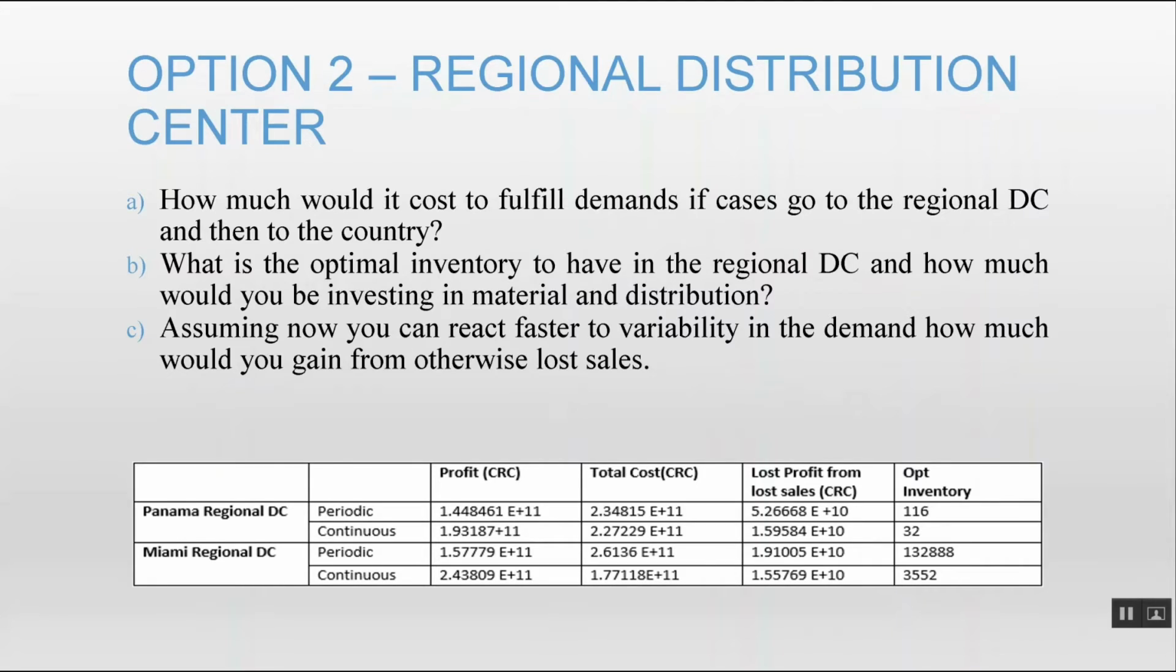If cases go to the regional distribution center and then to the country, here are the costs for the different scenarios. The optimum inventory is also shown. The Miami distribution center carries a lot more inventory than Panama. This is based on our optimization that Panama DC will not hold inventory for long. As soon as a ship delivers to Panama, ships depart to local DCs. This method is found to give us the most profit. The sales from the lost profit are also displayed in the table.